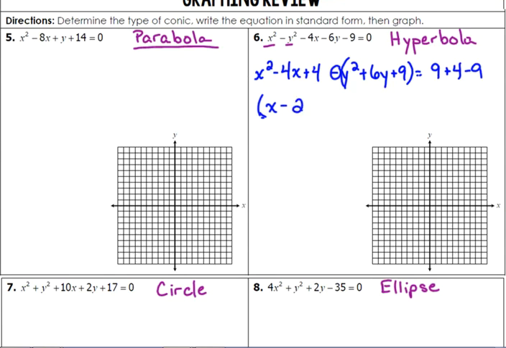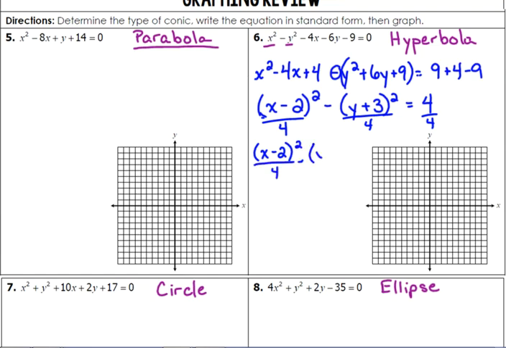So our factoring: (x minus 2) squared minus (y plus 3) squared is equal to positive 4. It's got to be equal to 1, so we go through and divide everything by 4. So we have (x minus 2) squared over 4 minus (y plus 3) squared over 4 is equal to 1.